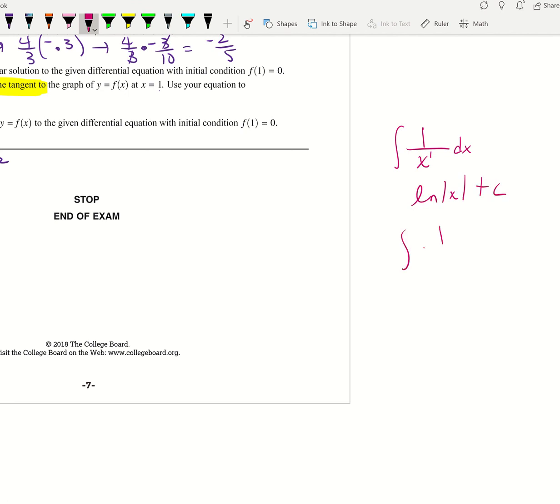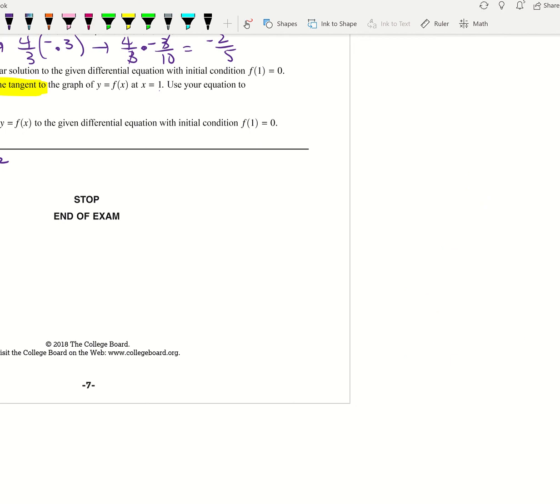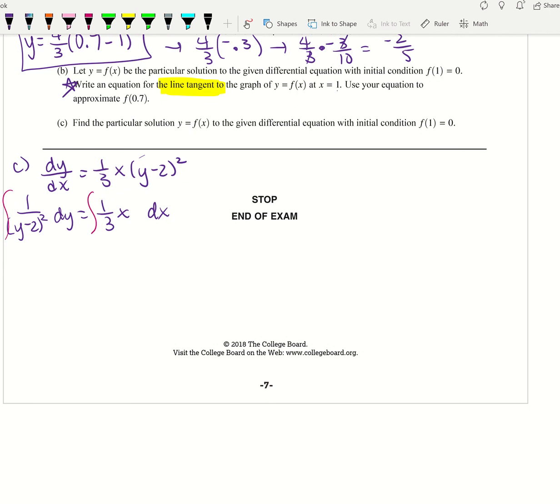Now, you can have a multiplier there, in which case I would just pull that multiplier out and think of this as 1/3 natural log absolute value of x plus c. You can have something added. That's still natural log. But notice for all of these, x has a power of 1. All of those, x has a power of 1 on that denominator. 1 over x to the power of 1, that is going to integrate as natural log of the absolute value of x. This, y does not have a power of 1.